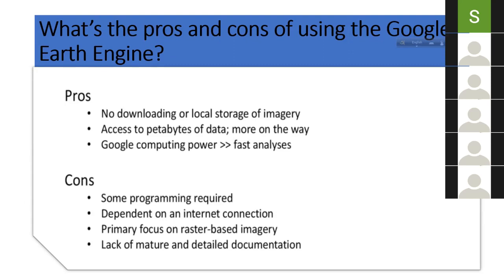Google's computing power gives fast analysis. You can do your analysis easily and efficiently, but it also has some cons. Some programming is required; you need to know some programming, basically JavaScript or Python. It also depends on your internet connection, it primarily focuses on raster-based imagery, and it lacks mature and detailed documentation.